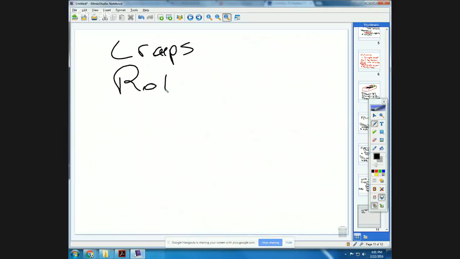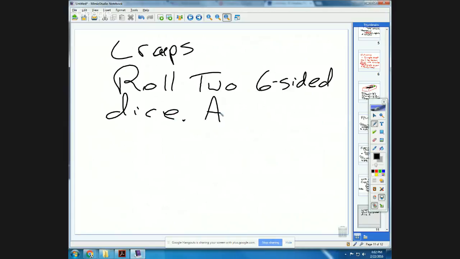So we're going to roll 2 6-sided dice, and we're going to add the results. And so what we want to do is kind of figure out what's going to happen. So I'll show you a couple of ways to organize that information.